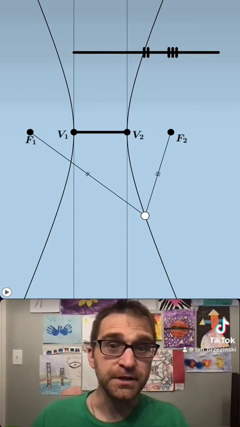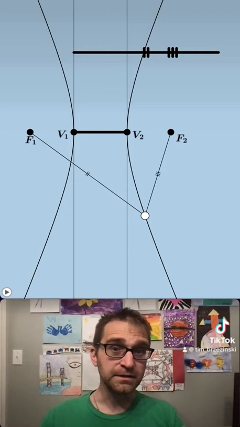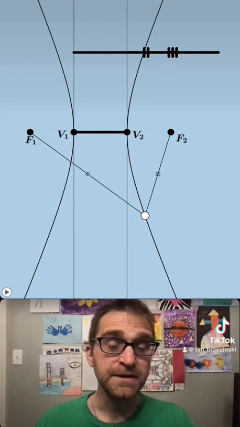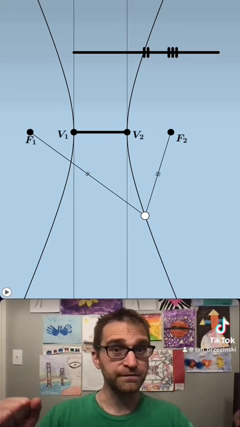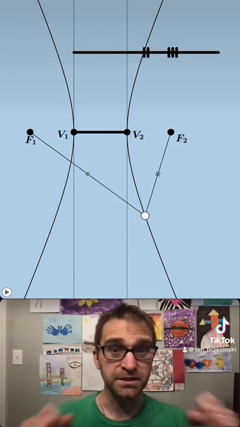So a hyperbola is a set of points in the plane, right? So that for any point on the hyperbola, the difference between the distances between that point and two fixed points called foci, that difference is always a constant.